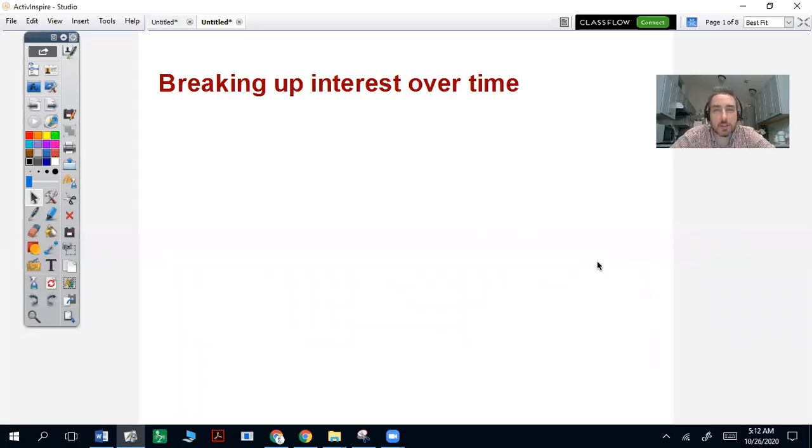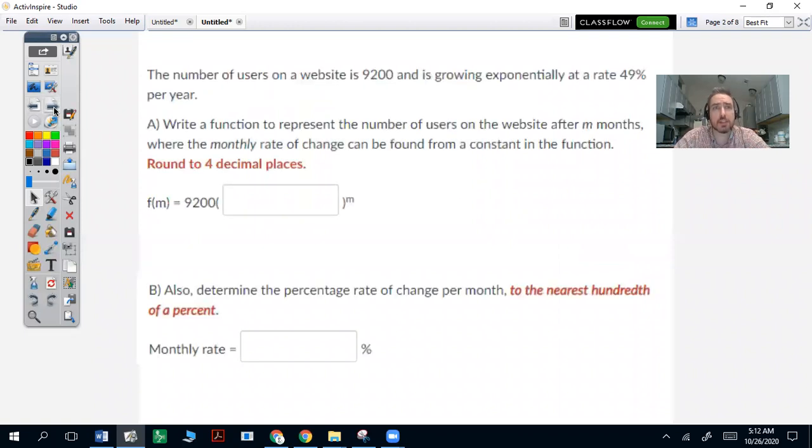Hello. In previous lessons, we've talked about evaluating functions based off of a certain amount of interest per year typically. And in this example, we're going to be talking about taking our interest, specifically yearly interest, and breaking it up over time into smaller increments like months. So let's take a look at this example.